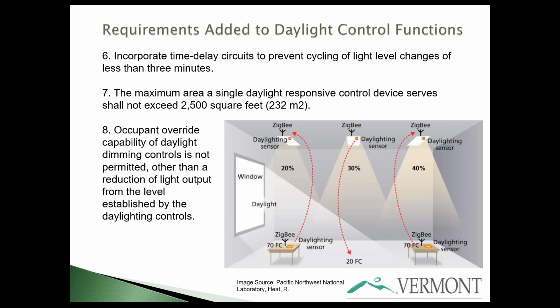This is another IECC added change. There were 5 requirements already in our current code. If you are doing daylight control functioning, you know how it's being controlled. Now there are 3 more requirements. Time delay circuits, so you don't have cycling. The maximum area of a control space is 2,500 square feet. And occupant override capability of daylight dimming controls is not permitted other than a reduction of light level from the level established by the controls.